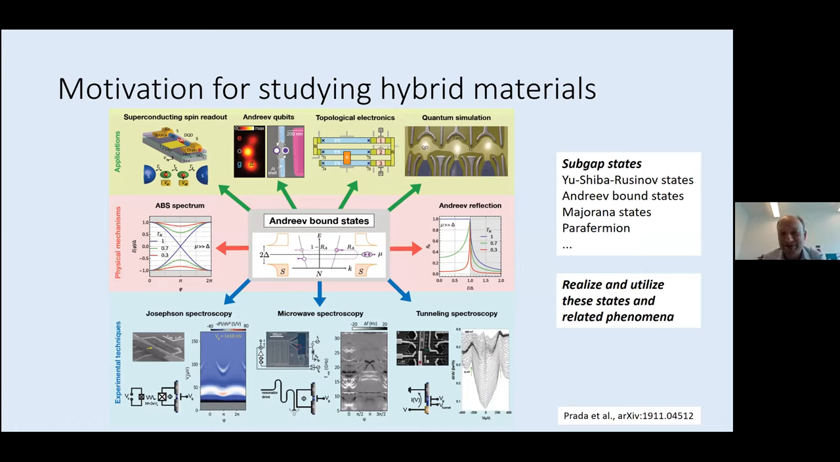But just to say, from my point of view, what we like to study is a different type of subgap states. And in this nice review from Prada et al., you can see it in terms of Andreev bound states, but it could be Yu-Shiba-Rusinov states, Majorana, or even parafermions, which are ongoing projects. And you can realize these spin-superconducting qubits or Andreev qubits, topological electronics, or even control the quantum dot coupled to superconducting simulations.